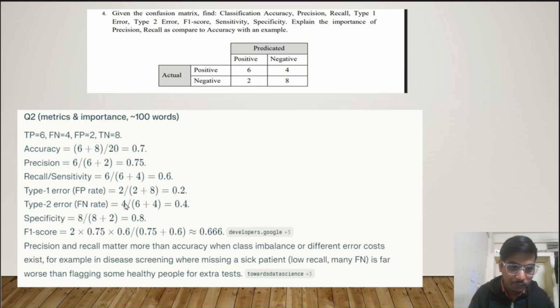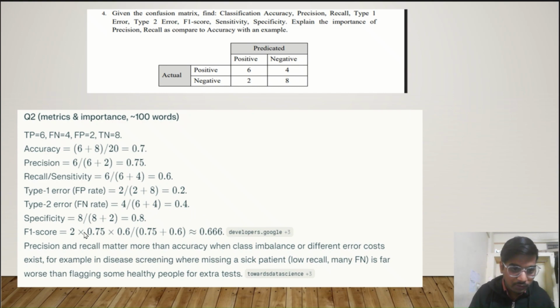Type 1 error, the FP rate, is equal to false positive divided by false positive plus true negative, that will give us 0.2. Type 2 error, or false negative rate, is calculated by using the formula false negative divided by false negative plus true positive, that will give us 0.4 as the answer.